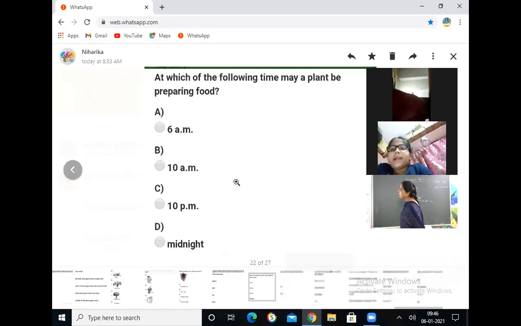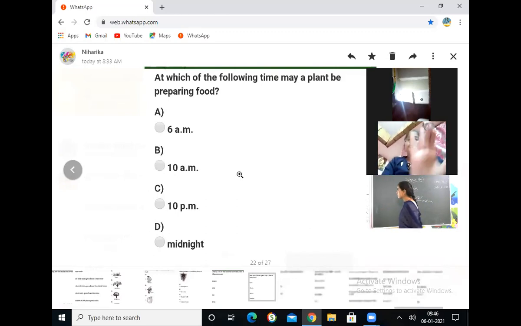A plant will prepare food. A kind of plant prepares food just before 6 a.m., 10 a.m., 10 p.m., or midnight. What will be the answer? Guess the answer. Avisha, unmute.